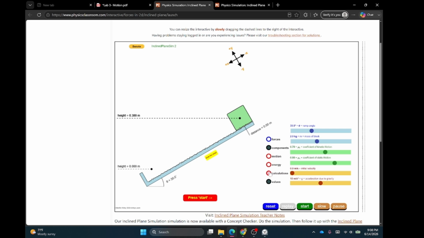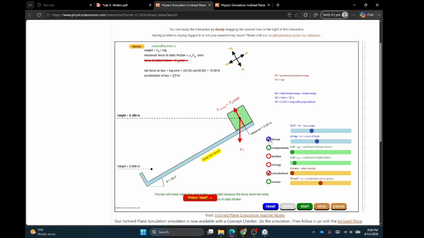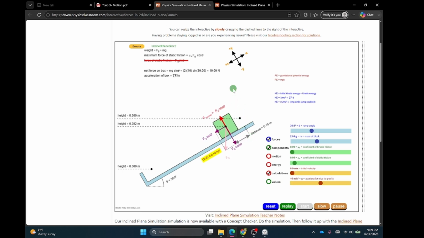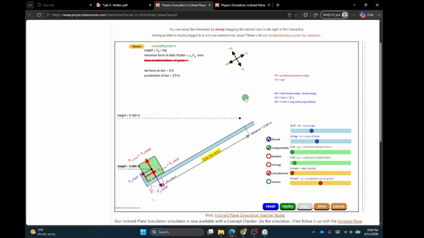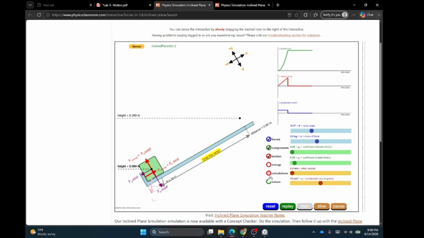If you reset here, and if you click on motion, as well as, instead of motion, if you show calculation, force, component, and start. Sorry, it's not showing the acceleration. I thought it used to show acceleration. So basically use this motion and approximate.